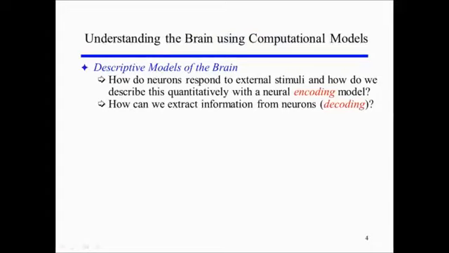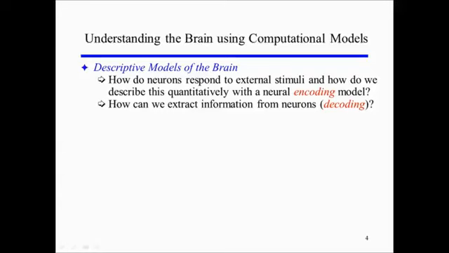So in this case, we're interested in quantifying how neurons respond to external stimuli. And what we get here is something called a neural encoding model, which quantitatively describes how a particular neuron responds to external stimuli. The counterpart to encoding is decoding. So in this case, we're interested in extracting information from neurons that have been recorded from the brain and then using this information for controlling something like a prosthetic hand, for example. So this problem of decoding is extremely important in the field of brain-computer interfacing and neural prosthetics.